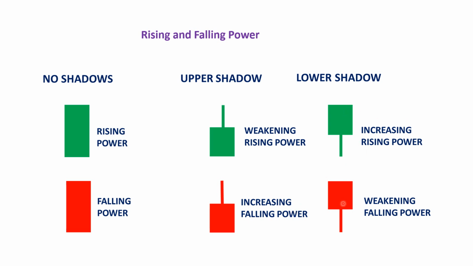Now these two have no upper shadow, only lower shadows. The first one is bullish, increasing rising power. And the second one is bearish, weakening falling power. So it is very important that when you look at these candles, you should remember this graph.